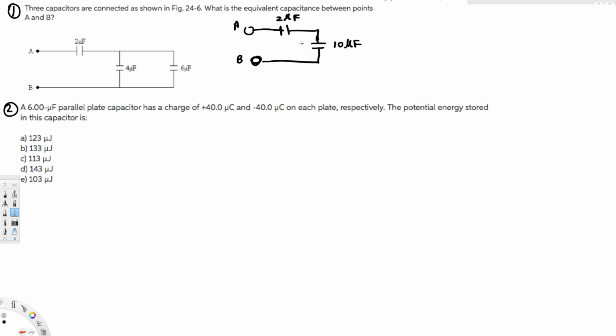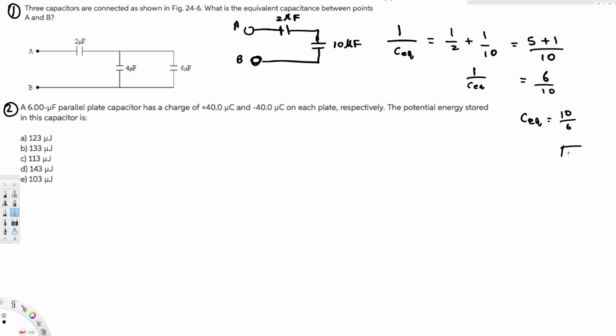Now to find the equivalent for this one, this is in series, so we have to use this equation: 1 over C equivalent is equal to 1 over 2 plus 1 over 10, right? If I take 10 as the common denominator, this is going to be 5 plus 1, so that's 6 over 10. And that's equal to 1 over C equivalent. To find the C equivalent, we just have to flip it. So C equivalent is going to be 10 over 6.